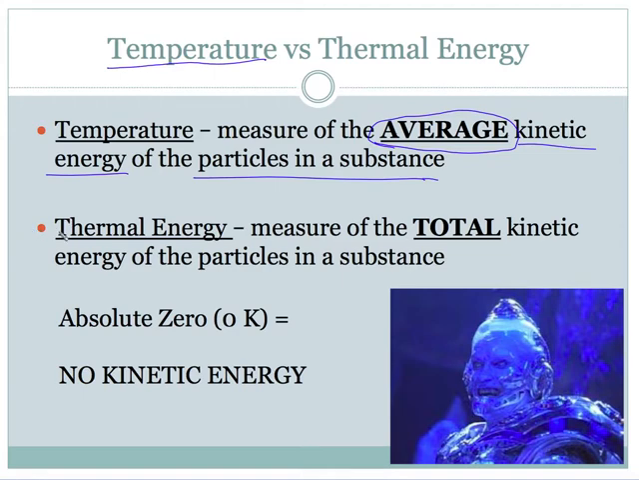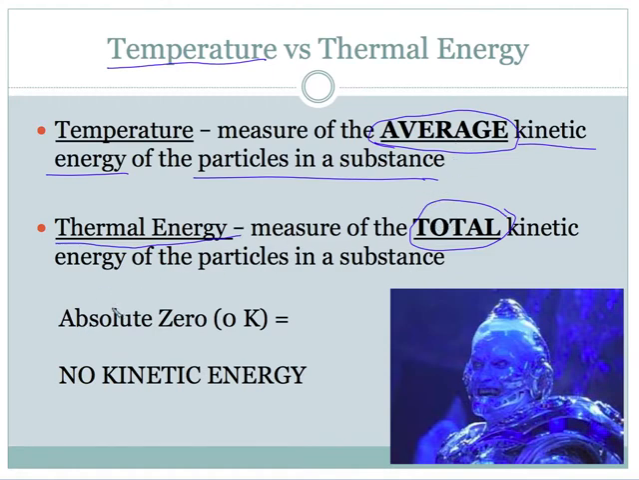That's different from thermal energy. Thermal energy measures the total kinetic energy of the particles in the substance. So think of it like tests. If I take the class average, I add up all the scores and I divide by the total. If I wanted the class total, I would just add up all your scores. Which one's going to be bigger, temperature or thermal energy? It's always going to be thermal energy. Has to be, because as long as there's more than one particle, it's always going to be thermal energy because I'm adding together. I'm not taking the average of the two.